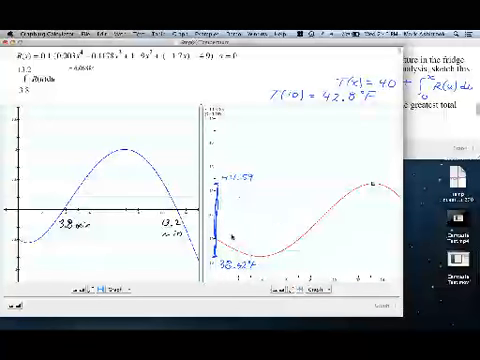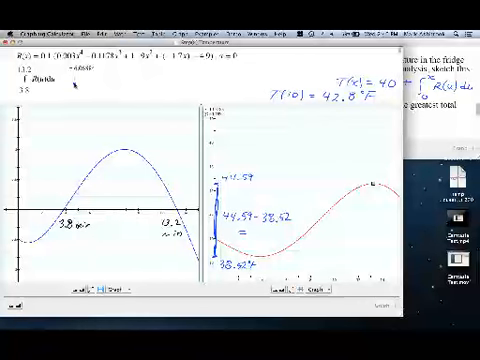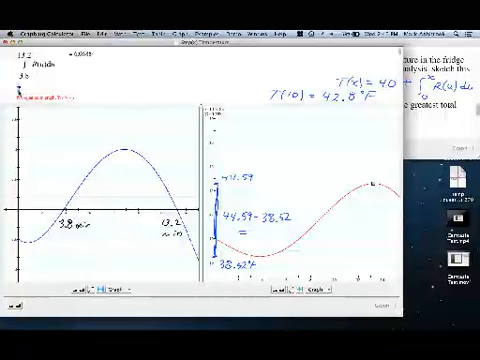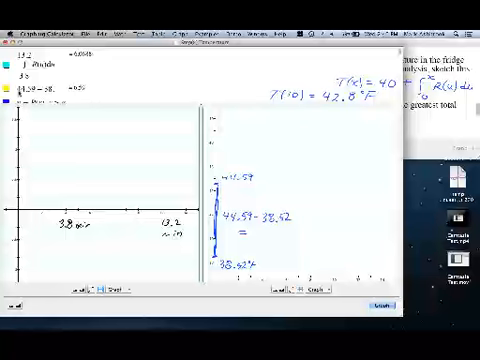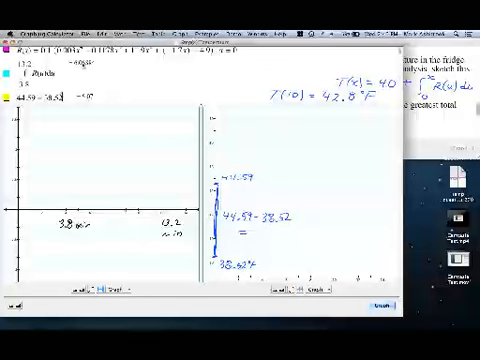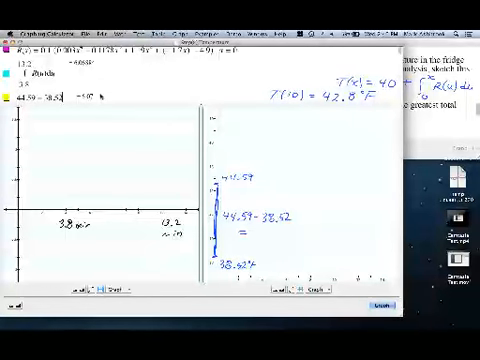We should get something very close to 6.07 if we take 44.59 minus 38.52. So let's do that. 44.59 minus 38.52. There it is, 6.07. It's almost the same: 6.068 versus 6.07.